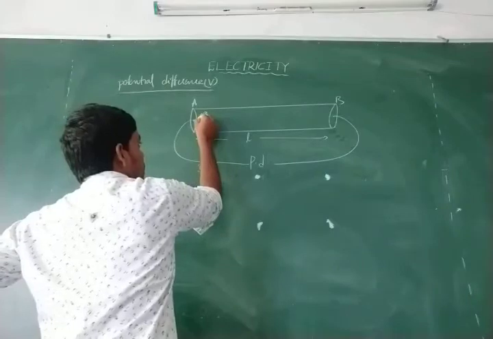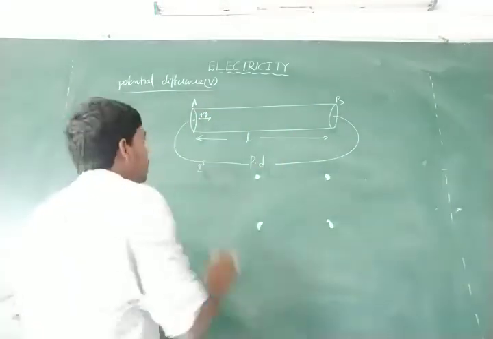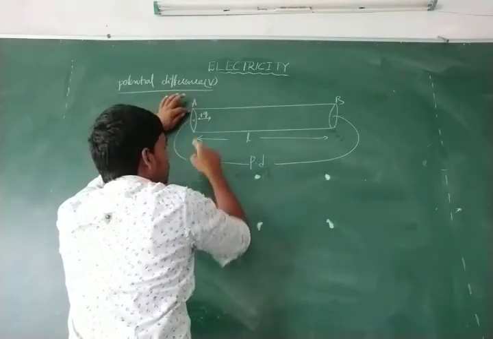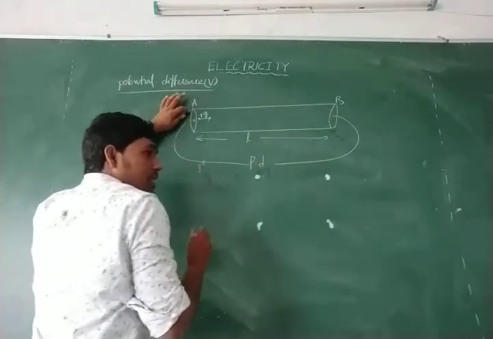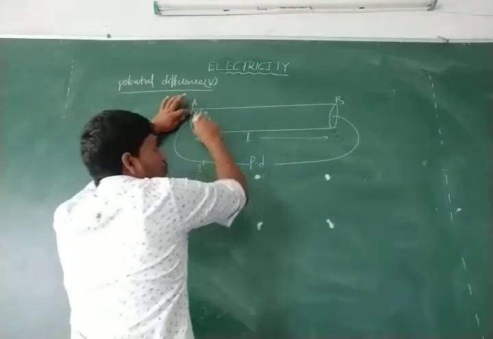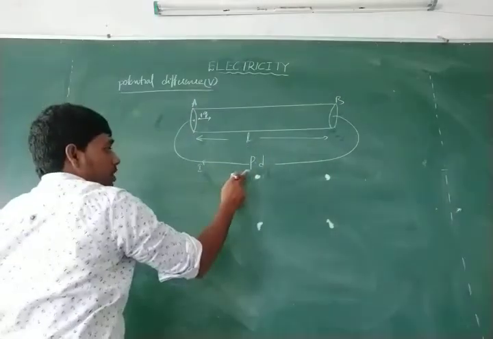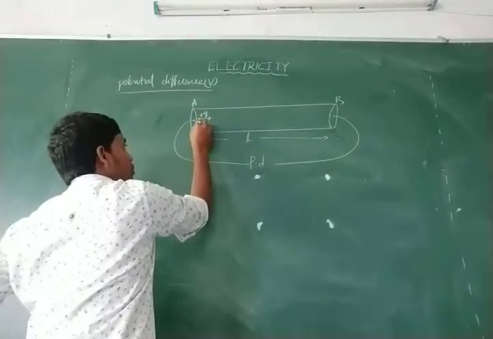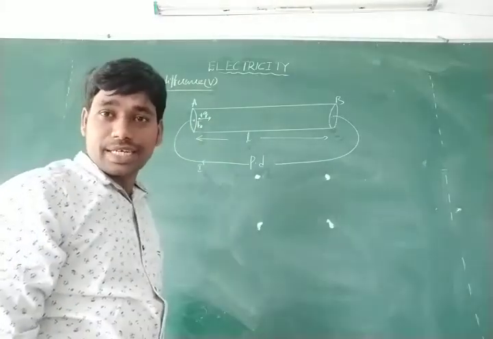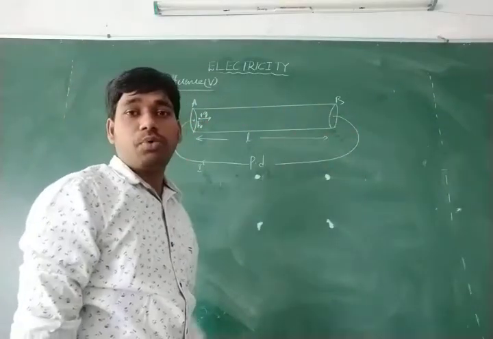Then this positive charge starts moving from point A to point B, because A is connected to higher potential, let us say, and B is connected to lower potential. Due to the potential difference, the positive charge is moved from point A to point B through a length L. When a potential difference is connected, a force Fe acts on the positive charge, that is, an electrical force acts on the positive charge to move it from point A to point B.